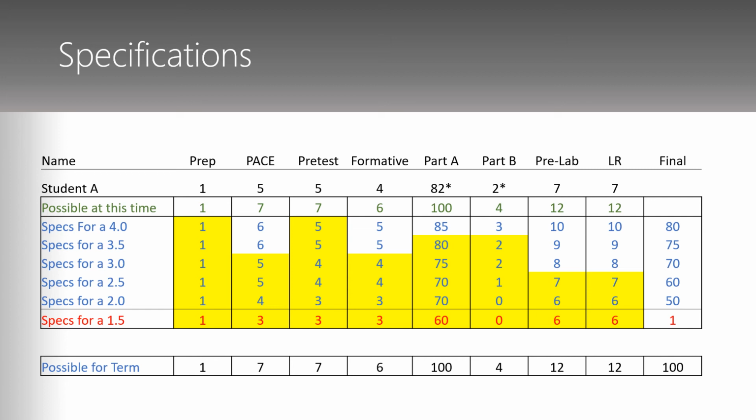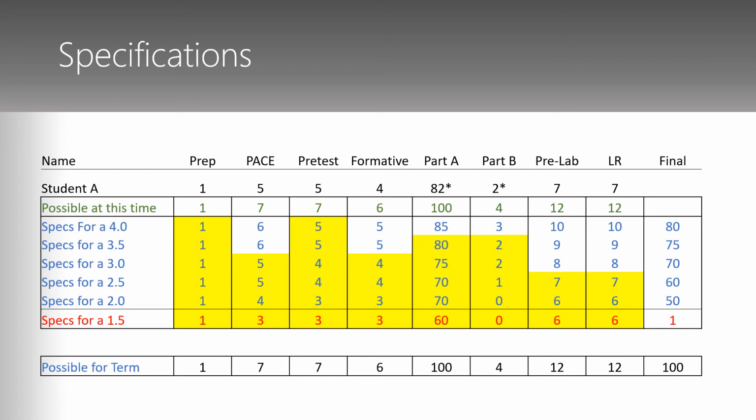Now, what's important in specifications grading is you get the grade that corresponds to the lowest specification that you have, all right? So if we look across here, we'll note that both the pre-lab and the lab report are the lowest scores going up this.